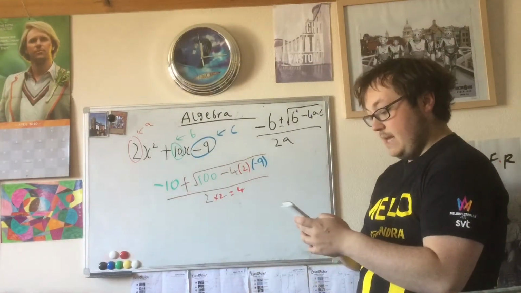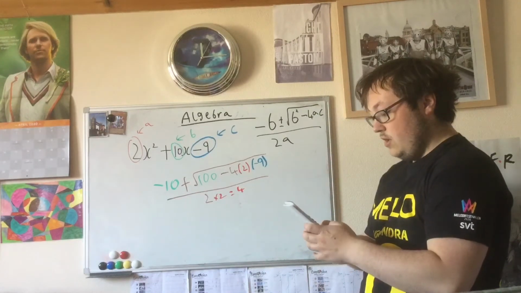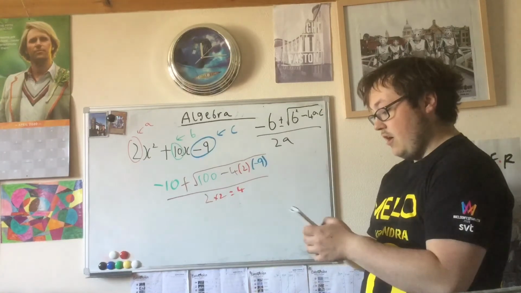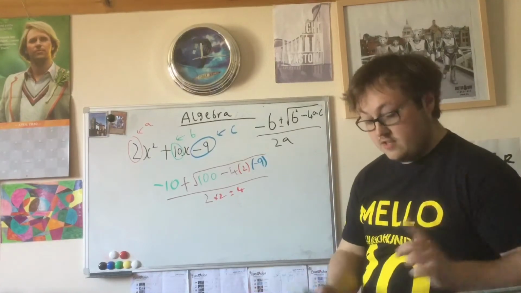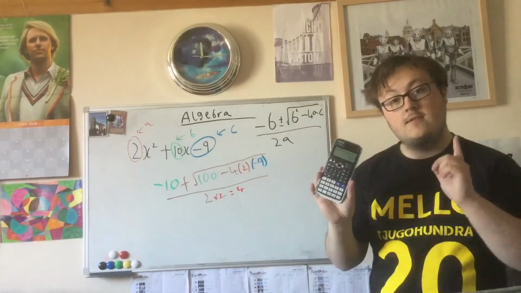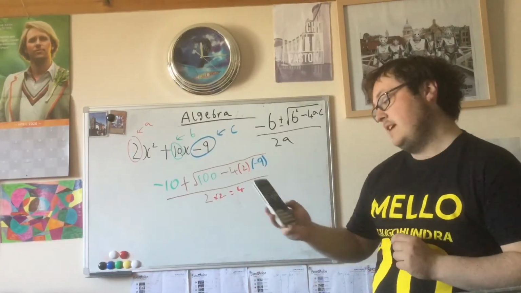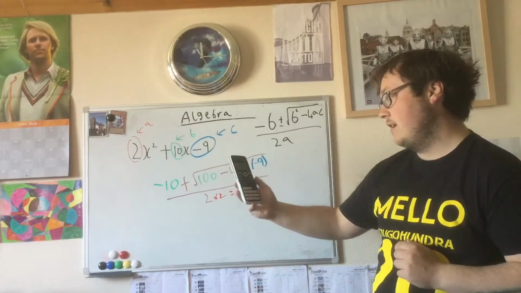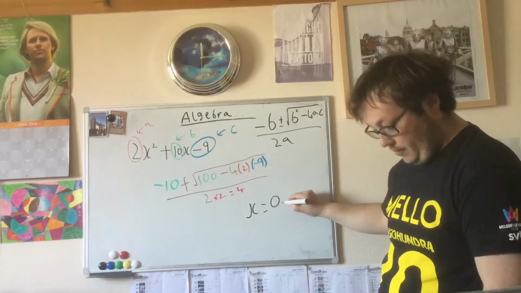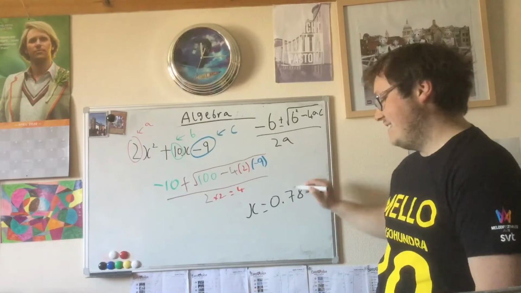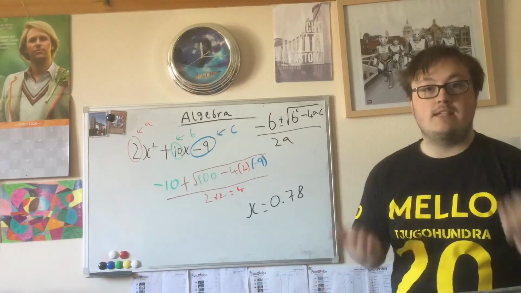So now enter that into your calculator. You enter negative 10 plus the square root of 100 minus 4 times 2 and negative 9, all over 2 times 2, which is 4. And you will get negative 5 plus root 43 all over 2. But I've asked to do it to 2 decimal places, so you press the S and D button in the middle of your calculator, and you will get 0.78. Because when you see it's 0.778, you have to round it up.